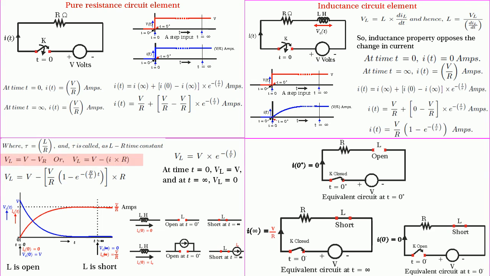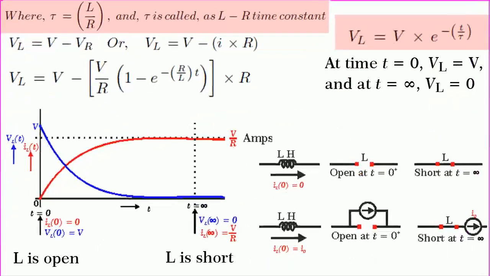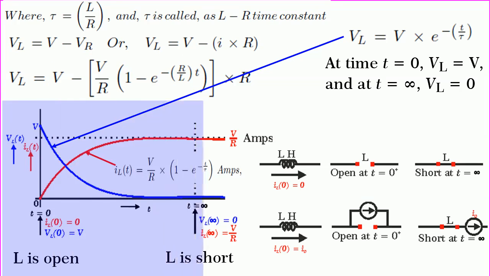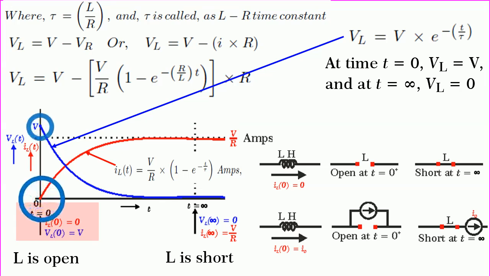If we find the voltage across the inductance, we find that VL is equal to V minus VR, and by substituting the values of I, we find that VL is equal to V into e to the power of minus t by tau, where tau is called the LR time constant and tau is equal to L by R. By drawing the graph of both IL and VL, we get the graph as shown in the figure, and we find that at t equal to 0, IL of 0 is 0 and VL of 0 is V.